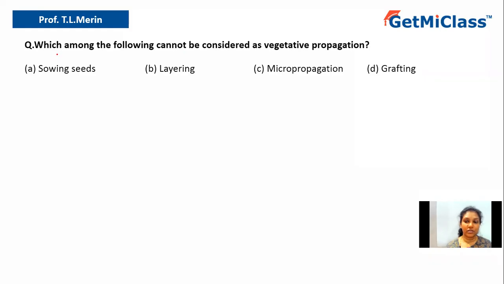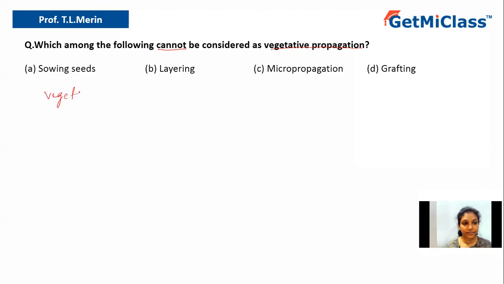Today we are going to solve this question which says, which among the following cannot be considered as vegetative propagation? Options are sowing seeds, layering, micropropagation, grafting. So let us understand the question. It says, which among the following cannot be considered? So "cannot be considered" is very important to be noticed, as vegetative propagation. So what do you understand by vegetative propagation first of all?